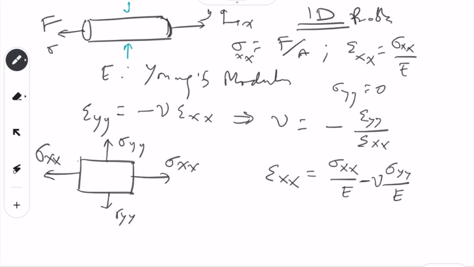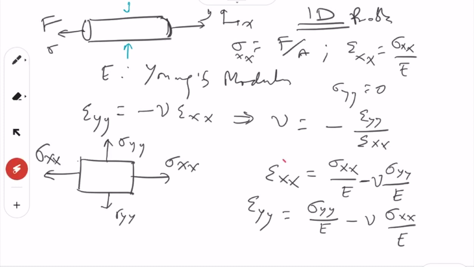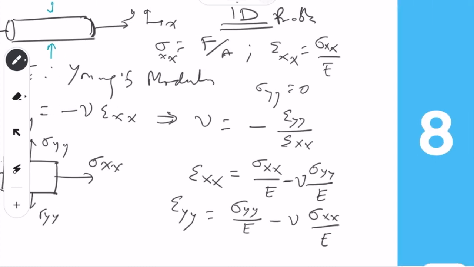Similarly, you can write for the other way, or you can write epsilon yy equal to sigma yy over E minus nu sigma xx over E. Okay, done. And these guys don't depend on sigma xy. Okay, xy will not appear. xy is basically coming from the torsion only. So what is the meaning of that? Meaning how they are related is as follows.